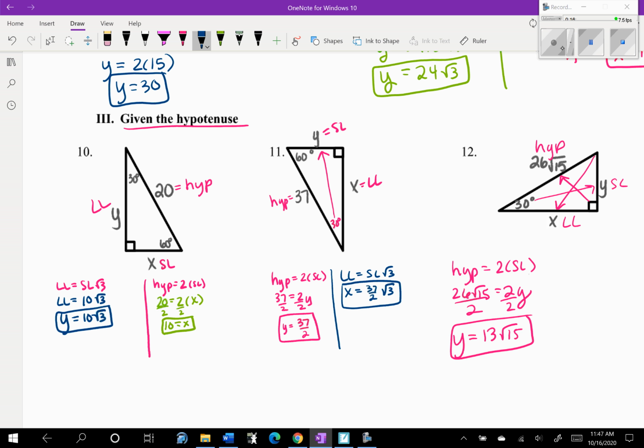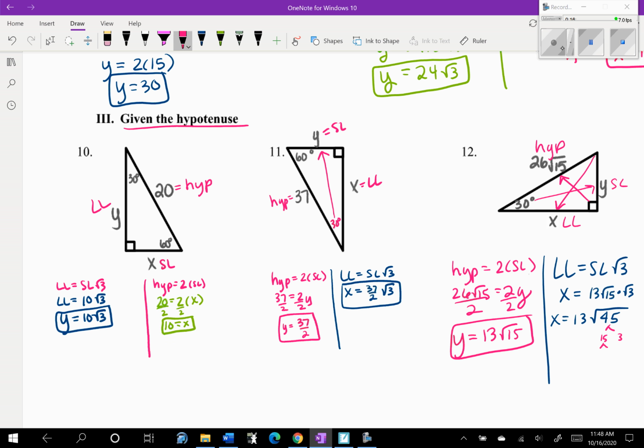And now we can go ahead and solve for the long leg. Long leg is equal to short leg root 3. x equals 13 times the square root of 15 times the square root of 3. And again, remember when you're multiplying radicals, you multiply what's underneath. So x is equal to 13 times the square root of 45, because that's 15 times 3. Then we can see if we can simplify the square root of 45.